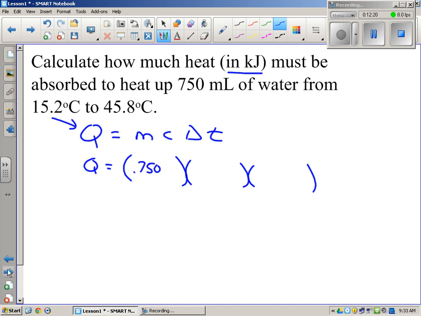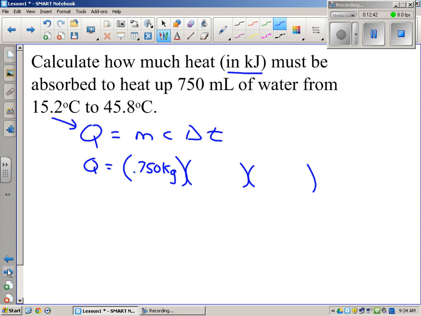I'm going to put 0.750 kilograms because as a result, I'm going to get kilojoules as an answer, because kilograms and kilojoules go together, right? So I know I'm going to change this to kilograms right now. That way my answer is done for me already, okay? Can you put 750 grams in there? Sure you can. And if you do that, I'll show you what you have to do for an adjustment.